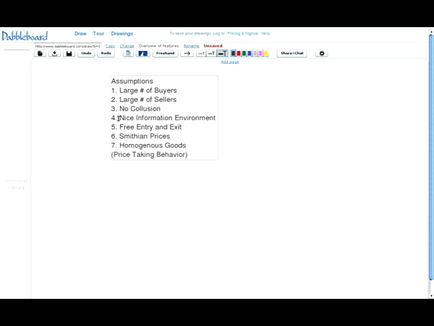Those are the basic assumptions that we're going to have for our competitive model, and we're going to be introducing the idea of an individual market that you can depict with supply and demand in the next screencast.